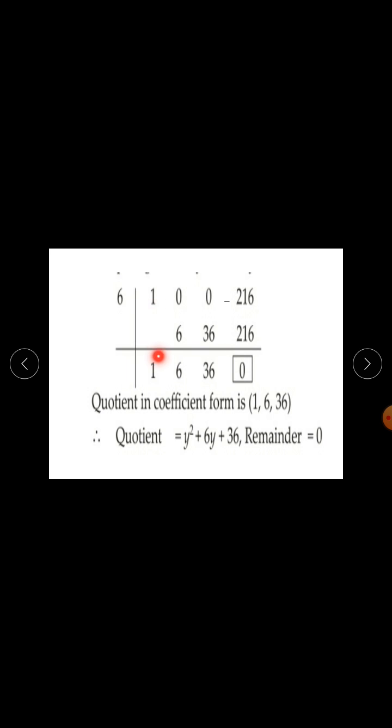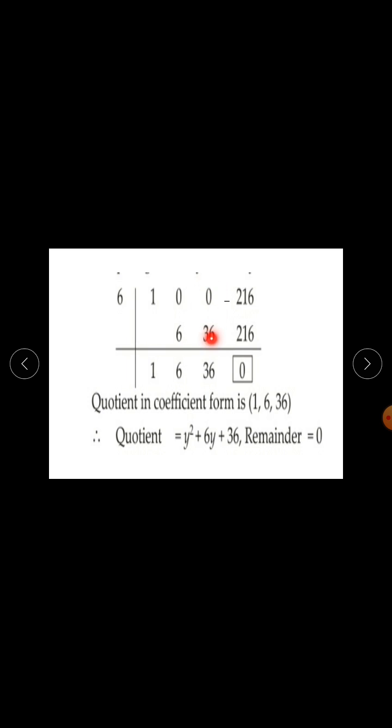Now write the first coefficient as it is. So write this 1 as it is here. Now find out the product of 1 and 6. So 1 six are 6, and write that 6 below this 0. Now add these two numbers. 0 plus 6 equal to 6, so write that 6 here. Now find out the product of 6 into 6. So 6 sixes are 36, and write that 36 below this 0.